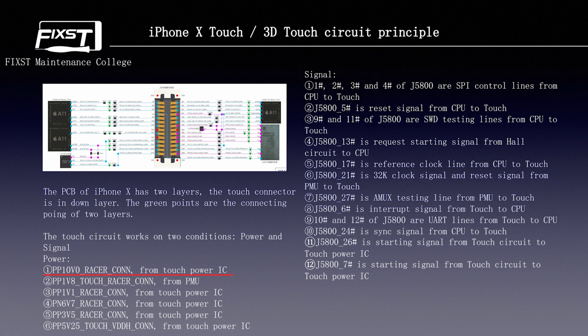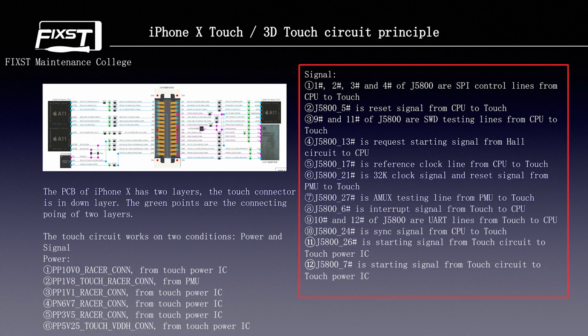1. PP10V0 RACER CONN from touch power IC. 2. PP1VA touch RACER CONN from PMU. 3. PP1V1 RACER CONN from touch power IC. 4. PN6V7 RACER CONN from touch power IC. 5. PP3V5 RACER CONN from touch power IC. 6. PP5V25 touch VDDH-CONN from touch power IC.